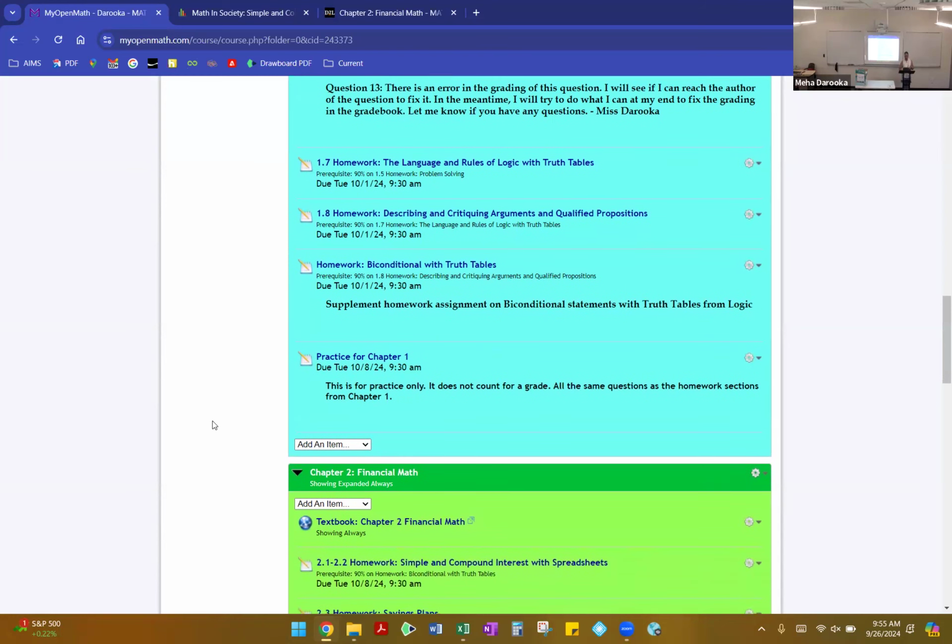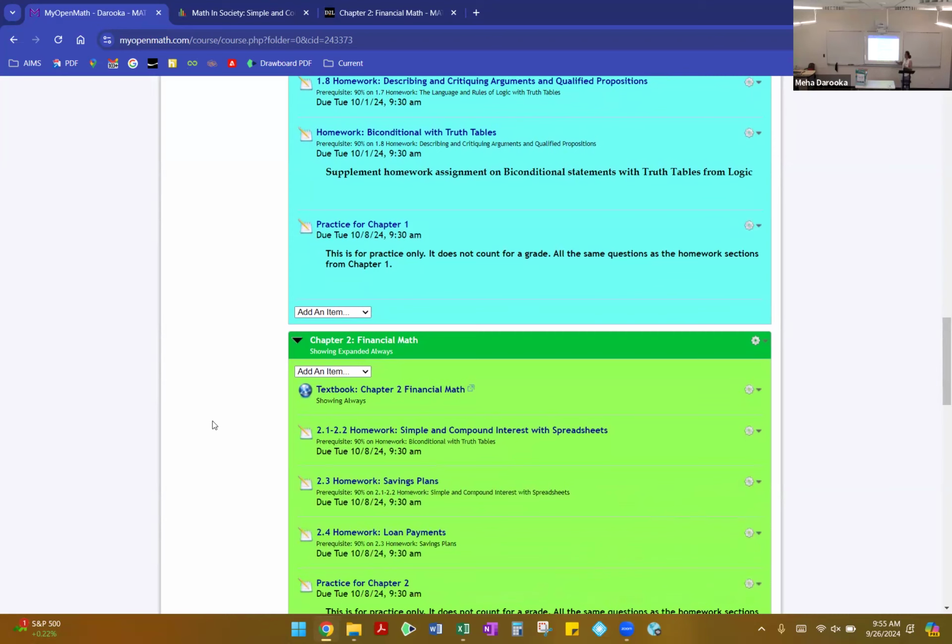So do we have to score 90 for it to open? With the practice, no. The practice does not count for a grade at all. So you will see to get into chapter 2, that first homework section, you actually need to get 90% on that biconditional homework, because that one does count for a grade. But the practice, even if you do 0 on that, like don't even open it, it's not going to do anything.